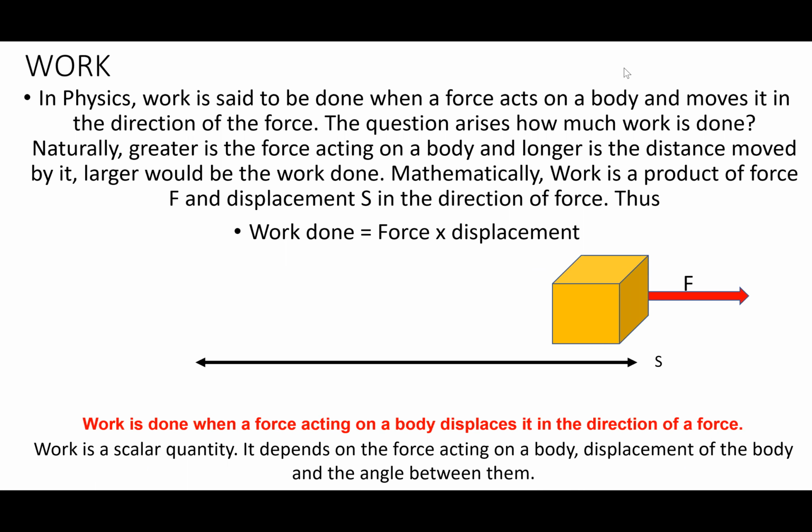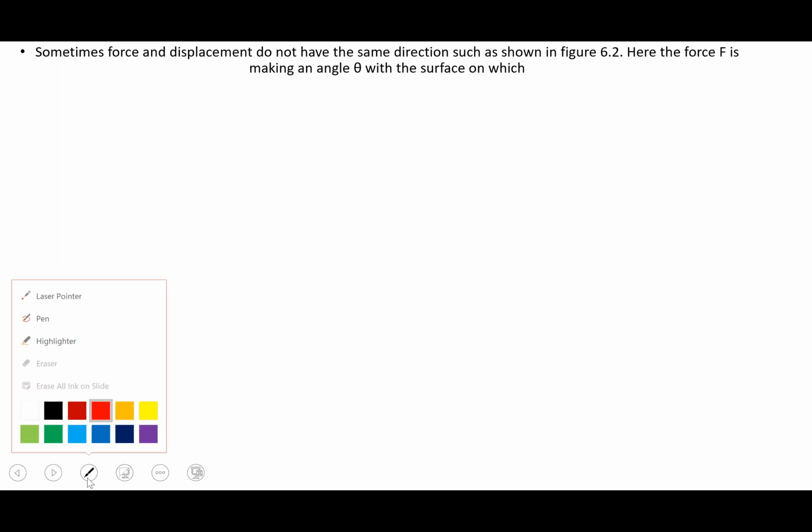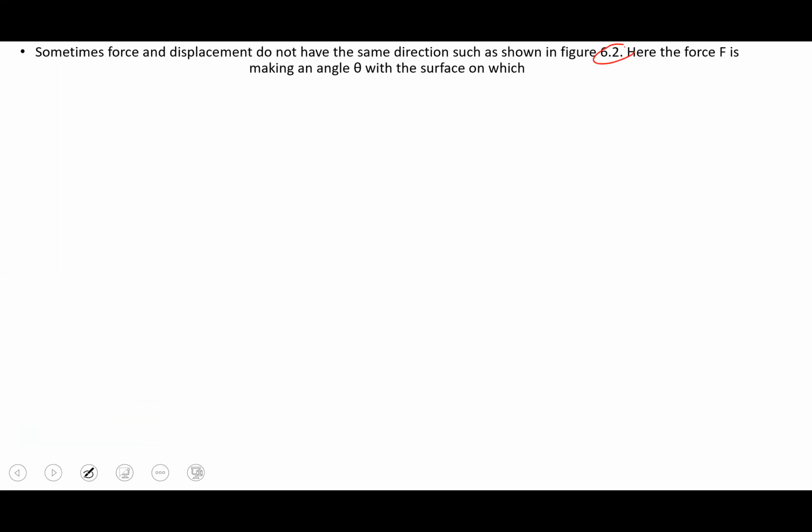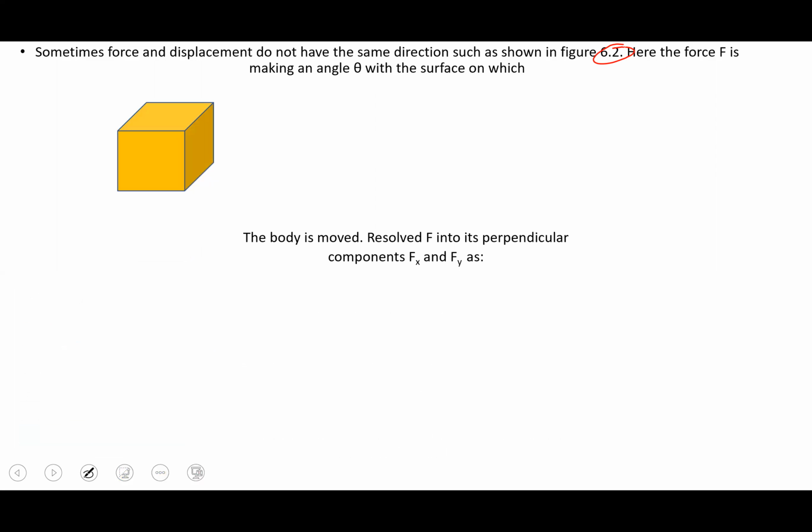Now, in the first case, there was no angle. Now, let us assume that there was an angle, what will happen? Sometimes the force and displacement do not have the same direction, as shown in the figure. Let me show you the figure, let's say 6.2. Here the force is making an angle theta with the surface of the box, which can be seen right over here. Now here's a box and here's the force, and we can resolve that force into its two components, one along the x-axis, the other along the y-axis.